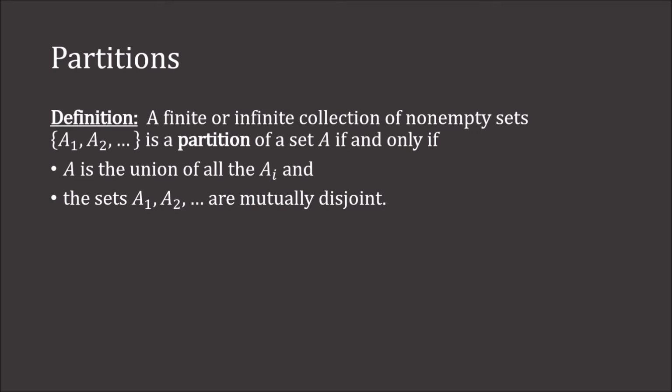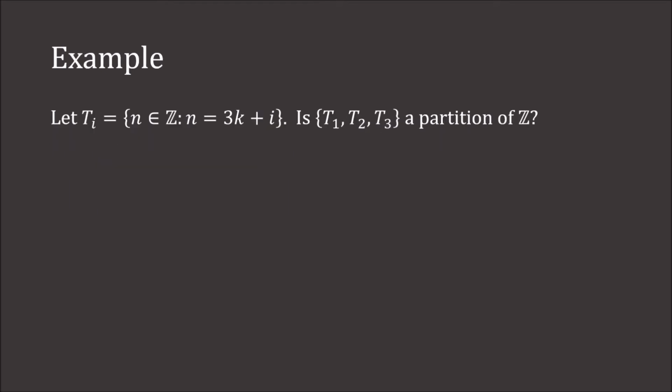So let's define Ti to be the set of all integers n such that n is equal to 3k plus i. The question is, is this a partition of the integers? To determine whether this is a partition, let's take note that T1 will be the set of all integers n such that n is equal to 3k plus 1 for some integer k.